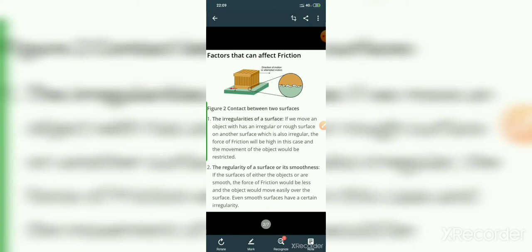The regularity of a surface, or its smoothness. If the surfaces of the objects are smooth, the force of friction would be less, because the interlocking between the irregularities will be less, and the object would move easily over the surface. Even smooth surfaces have a certain irregularity. And the third factor is, if two surfaces are pressed hard, the force of friction between the two surfaces increases, and hence the movement of the object becomes restricted. However, if there is no pressure, the object can easily move.